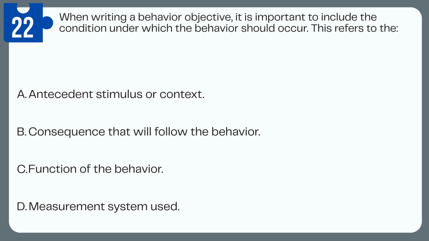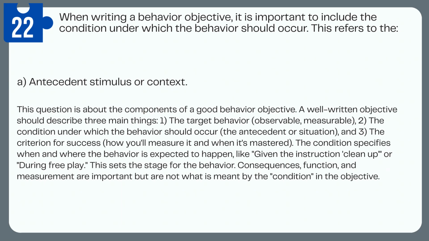Question 22. When writing a behavior objective, it is important to include the condition under which the behavior should occur. This refers to the A. Antecedent stimulus or context, B. Consequence that will follow the behavior, C. Function of the behavior, D. Measurement system used. Answer: A. Antecedent stimulus or context.